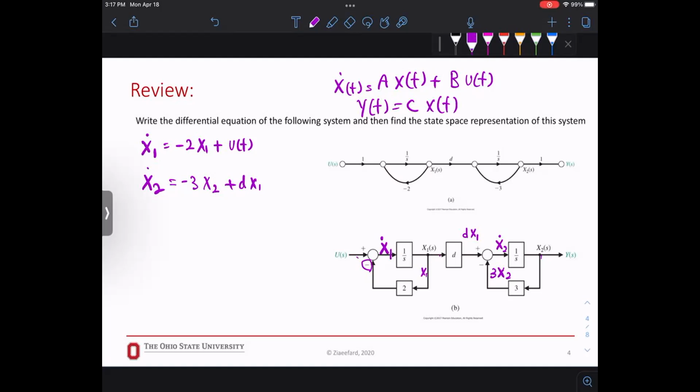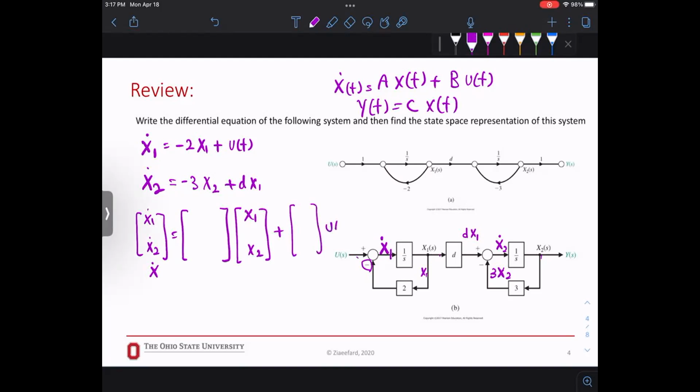Now to write the state space representation, we want to make sure they're organized, and then we create A and B matrix. So our x dot is x dot 1, x dot 2, right? So this is your x dot. We need an A matrix. What's the dimension of our A matrix? 2 by 2, because we have two states, right? Now, all we have to do is fill in the blank. Well, we still have also B times u of t. Now, let's fill in the blank from here.